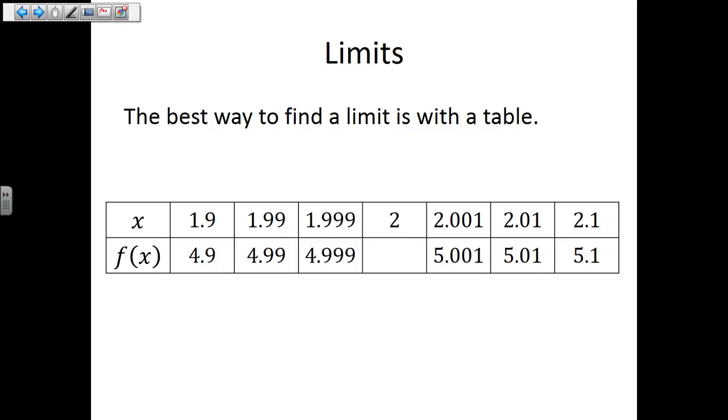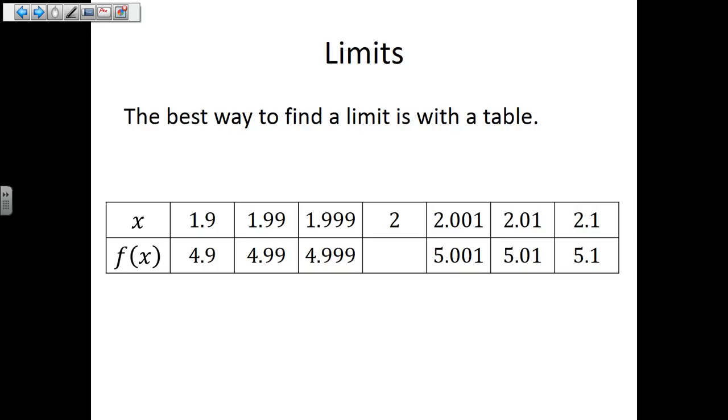Now, the best way to find a limit is with a table. So I've laid out a table here where I've got x values very, very close to 2 on both sides of 2. I've got numbers that are just a little bit smaller, and numbers that are just a little bit bigger. I've plugged them into some function, and I'm looking at what the function is doing really close to 2.